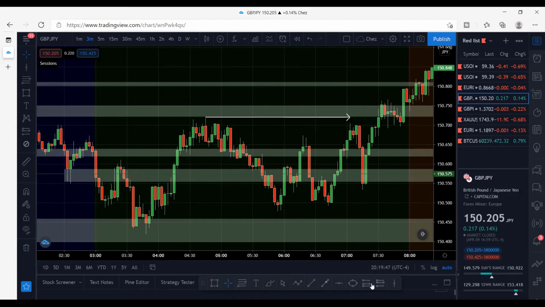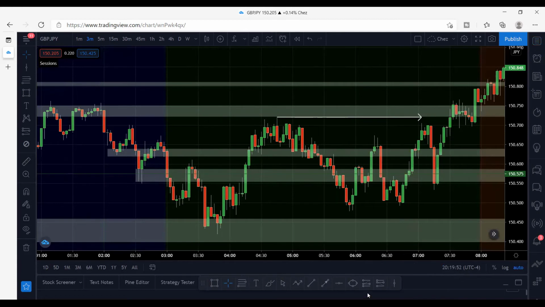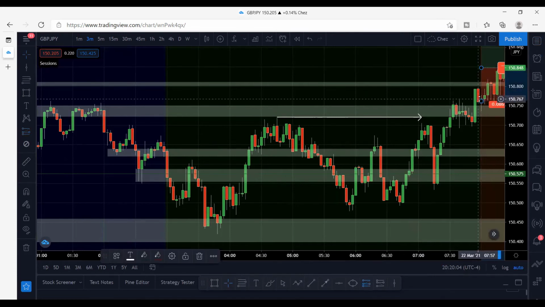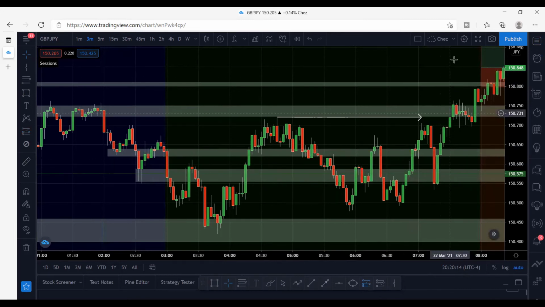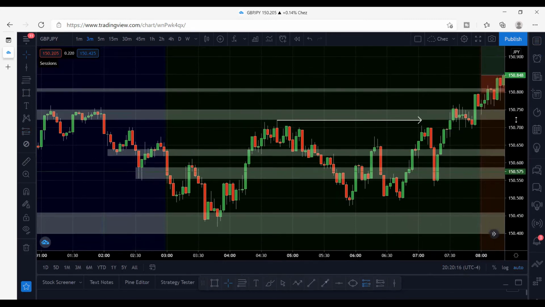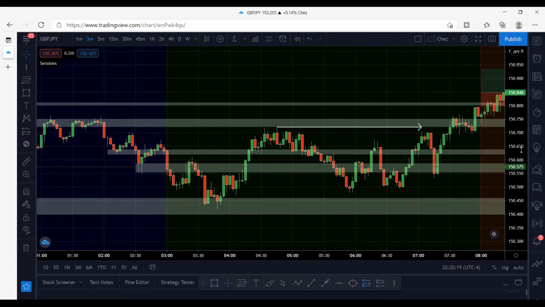Okay, so we're going to grab the long tool. Put our entry here. Then we're going to put our stop loss at this point right here. No, just below right here. Okay, that's our stop loss right there. And we'll take profit now.